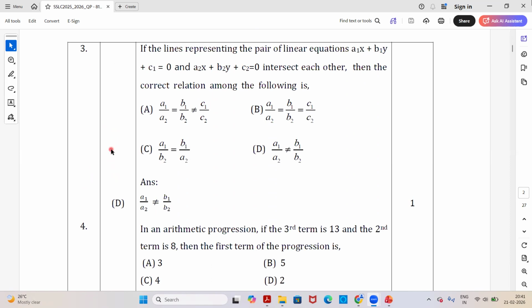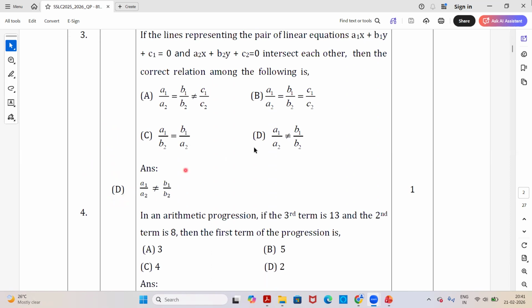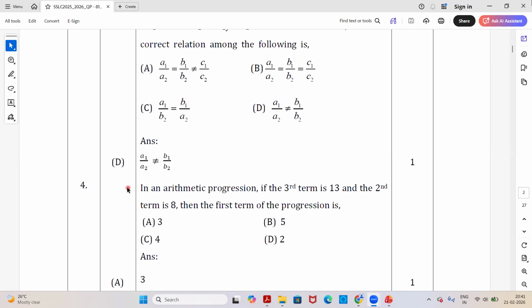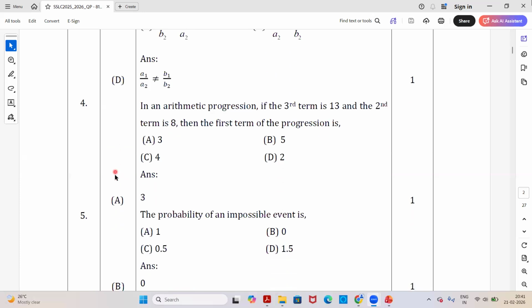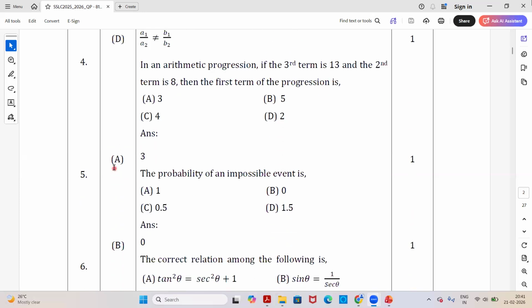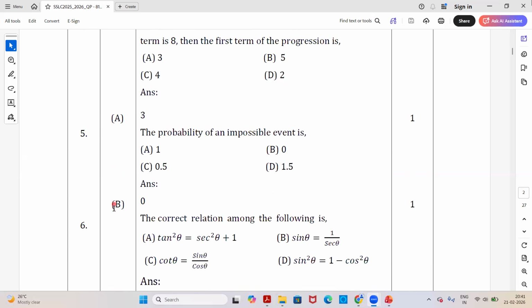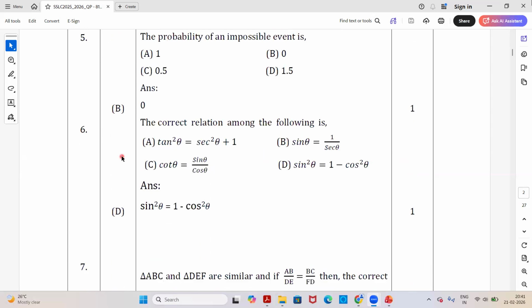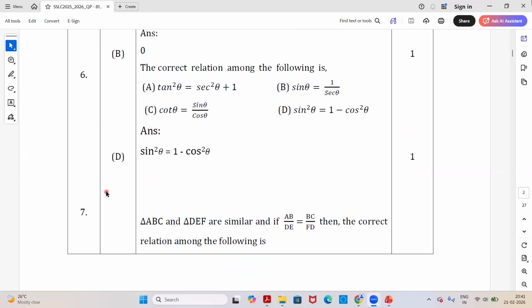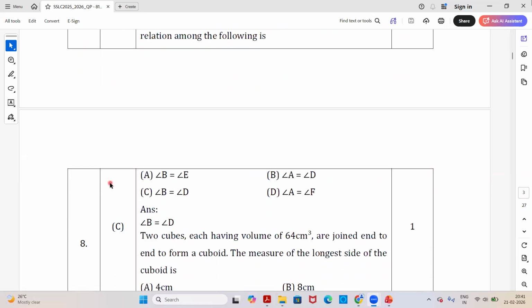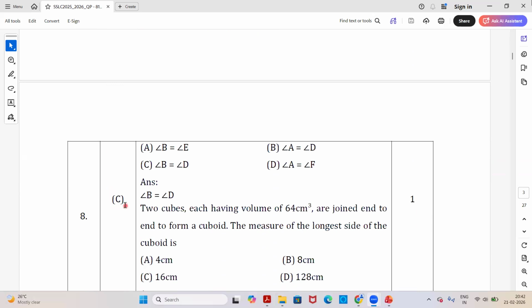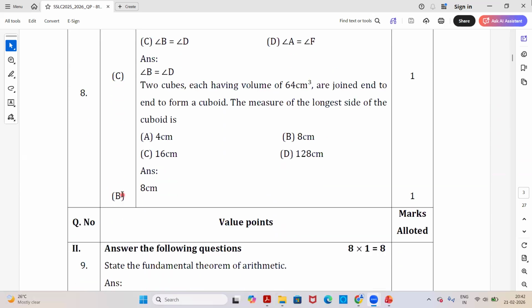So question number 3 and the answer for it is option D. Option D is the answer. Then question 4, option A is the answer. Okay, question 5, option B is the answer. Then question 6, option D is the right answer. And then for question 7, option C is the right answer. And for question 8, option B is the right answer, 8 centimeter.